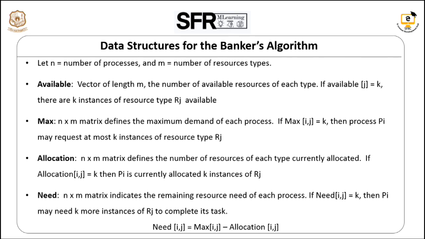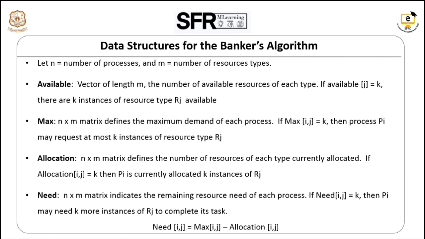Data structures for the Banker's algorithm. Available vector. Let n equal the number of processes and m equal the number of resource types. The vector of length m indicates the number of available resources of each type. If Available[j] equals k, then k instances of resource type Rj are available. Next, Max. It is an n cross m matrix that defines the maximum demand of each process. If Max[i][j] equals k, then process Pi may request at most k instances of resource type Rj.